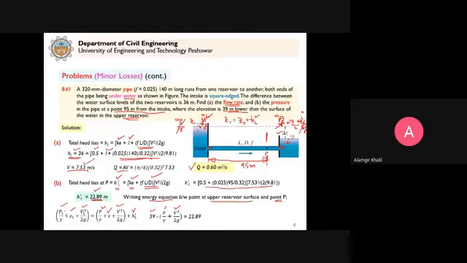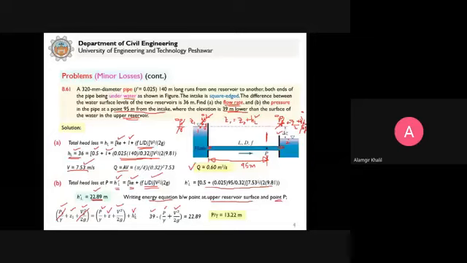So this pressure P1 by gamma is 0 because it is at the surface. So the pressure is atmospheric in the first reservoir, so that is equal to 0. Similarly, V1 square by 2G is equal to 0. Clear? Because the velocity of the fluid at the surface of reservoir 1 is very negligible, equal to 0, as compared to the velocity of the fluid in the pipe. So it is now easy.